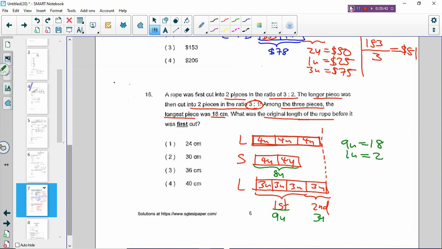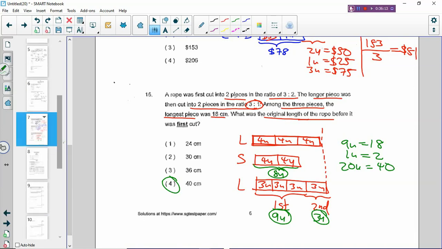So what was the original length? So you add up 8 units, and you plus all this. Okay, add up all these three pieces to give you the total length before it was cut, and that will give you 20 units. So the original length is 20 units. Okay, and then how long is 20 units? So 20 times 2, and you get 40 cm. So the original length is 40 cm. Alright, okay, so we have completed the multiple choice questions.